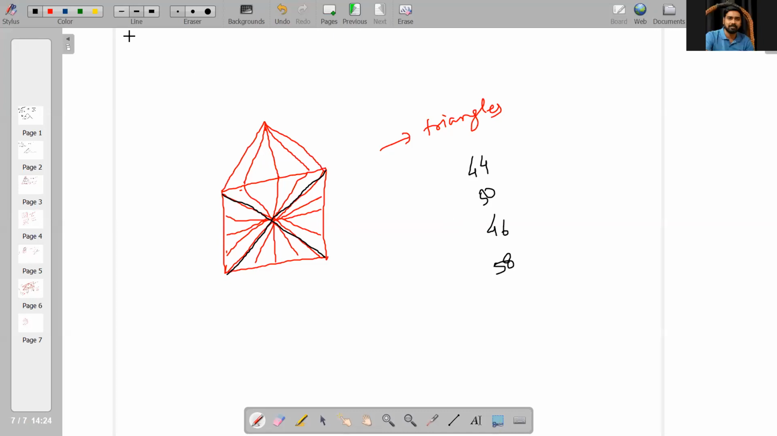Okay, let's try to solve it now. Look at the first one. 1 plus 2 plus 3 plus 4. कितने हो गए यहाँ पे? Similarly, you will have 10 triangles from this as well.